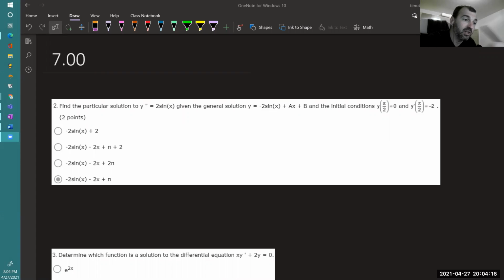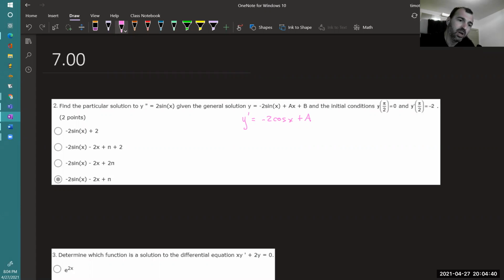All right. So I'm going to take my derivative here. I'm going to say that y prime equals -2 cosine x, because the derivative of sine x is cosine x, plus a. All right.